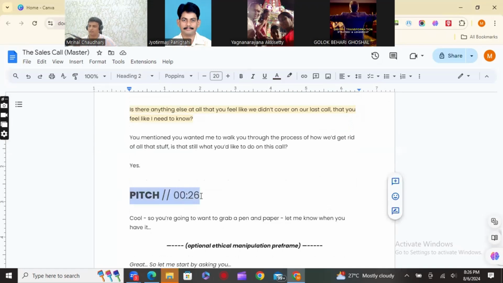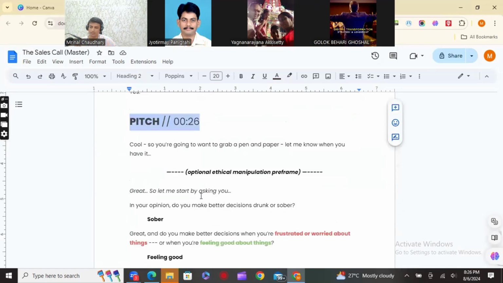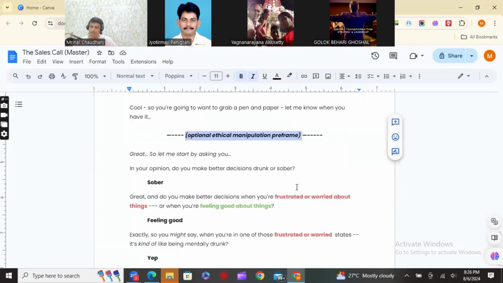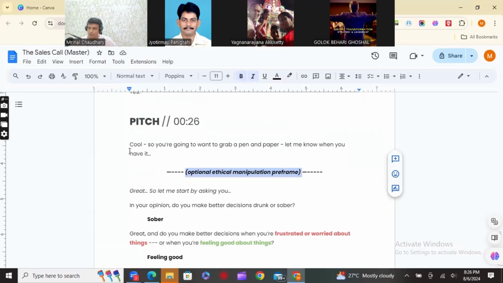So we have seen inside the perfect pitch how we can have a perfect pitch. Here ethical manipulation is required. So here you start with belief shifting. What is the old way of doing things and how is your way different? We are using this from the ethical manipulation workbook.